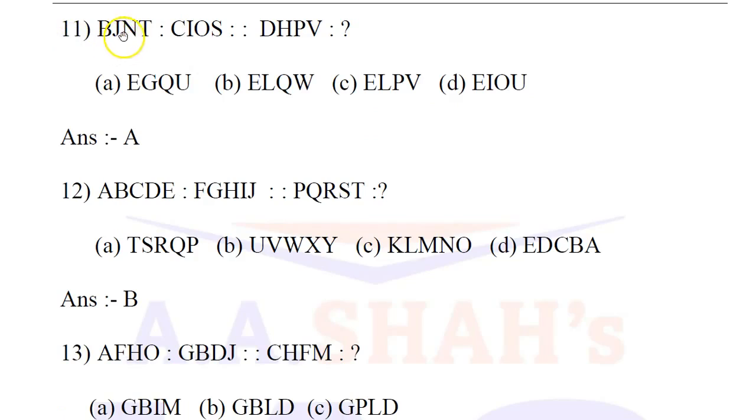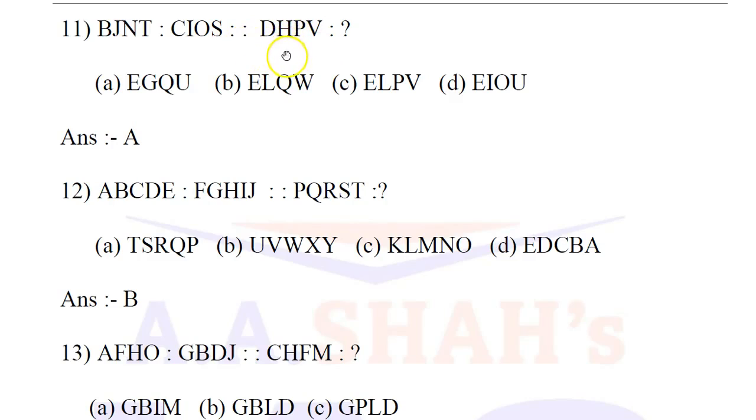11th question, you have BJNT is to CIOS and then DHPV is to what? So now if you observe, same thing, you have to compare first with the first, second with the second, and so on. So now B and C. B plus 1 would be C. J and I. J minus 1, the answer would be I. N and O. N plus 1, the answer would be O. Now T and S. T minus 1, the answer would be S. So same thing here. Plus 1, minus 1, plus 1, and minus 1. So D plus 1 would give you E.